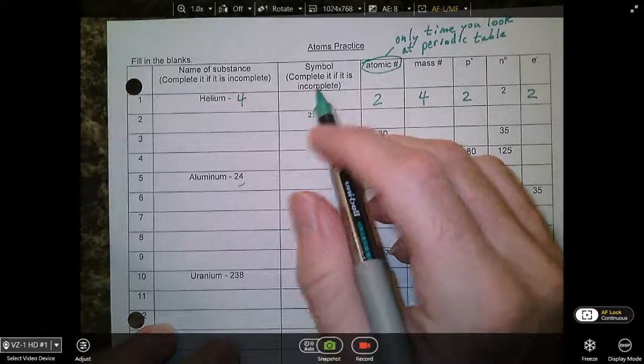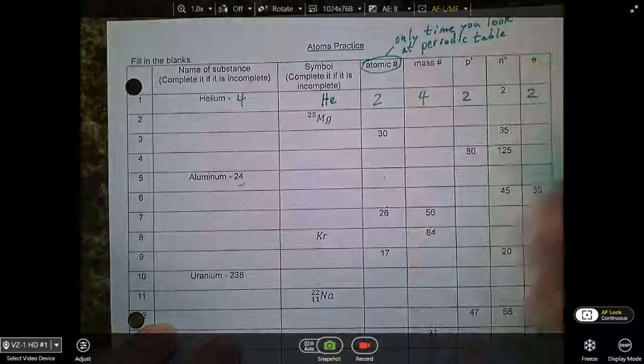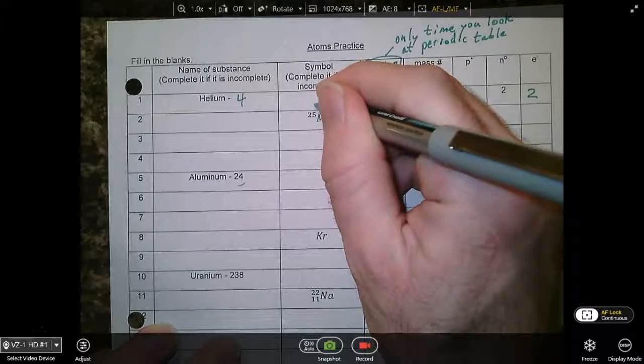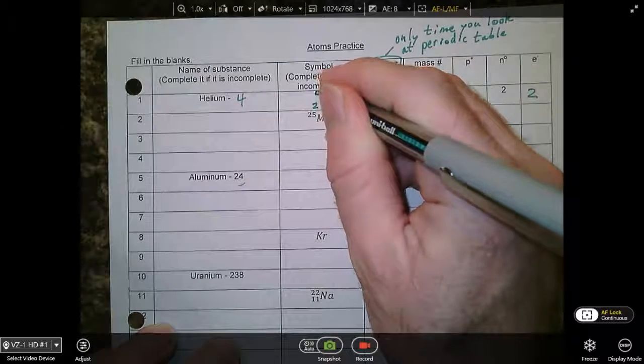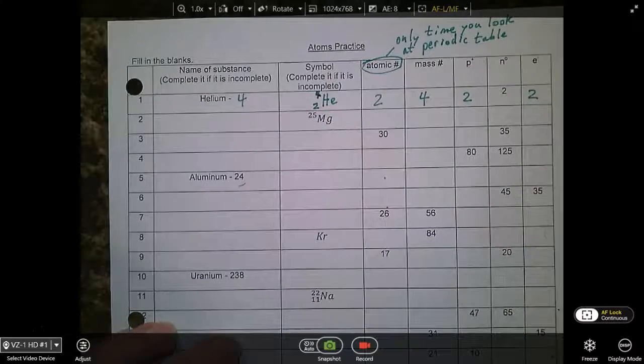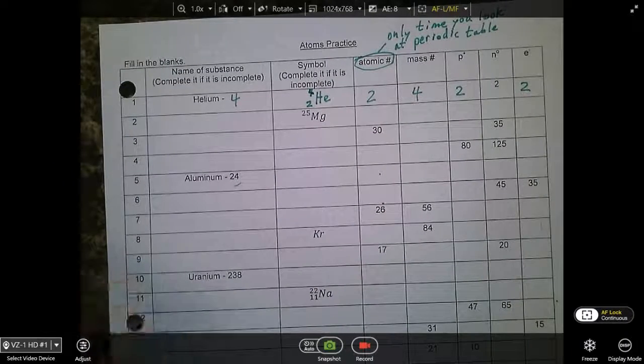Okay, now the symbol, we need to write that. The symbol for helium is He. We also know the atomic number, which goes at the bottom left. And we now know the mass number, which goes at the top left. Helium-4 is the atom we're talking about.